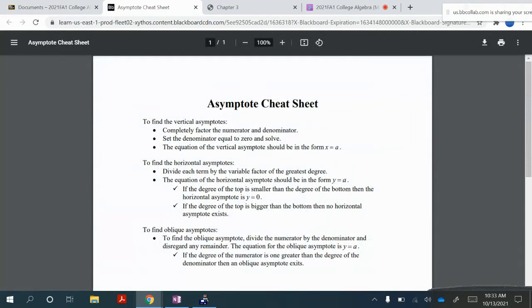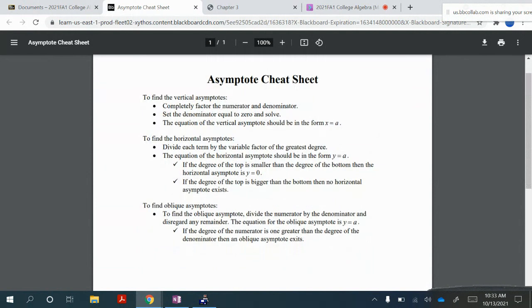And this asymptote cheat sheet basically gives you some shortcuts for finding what are called asymptotes. We can have what are called vertical asymptotes, horizontal asymptotes, and something that is called an oblique asymptote. Now, before we end this session today, I'm just going to explain what an asymptote is. When we meet again, we'll go through this cheat sheet and actually find these asymptotes.